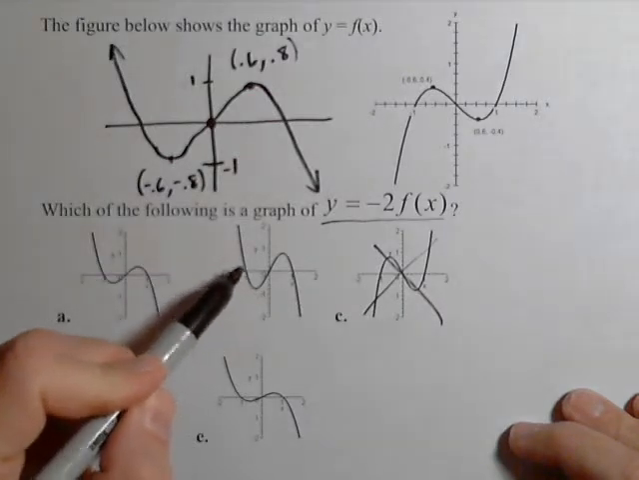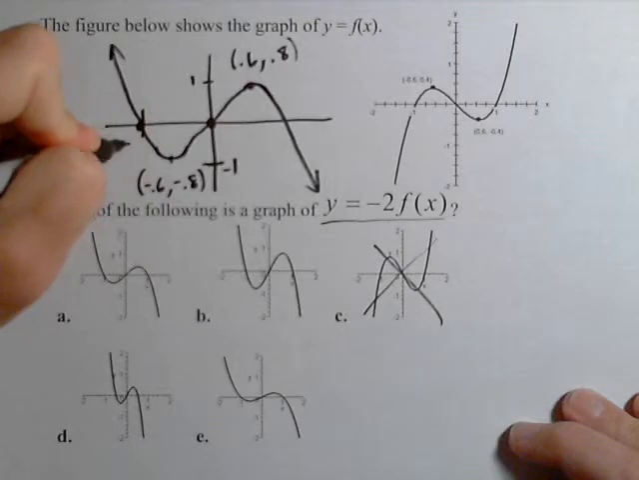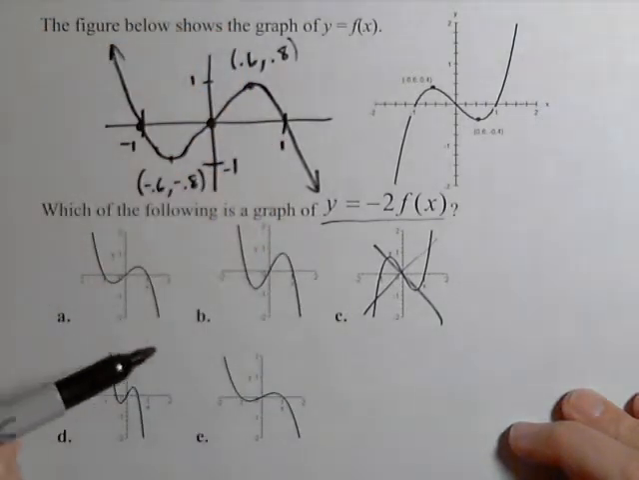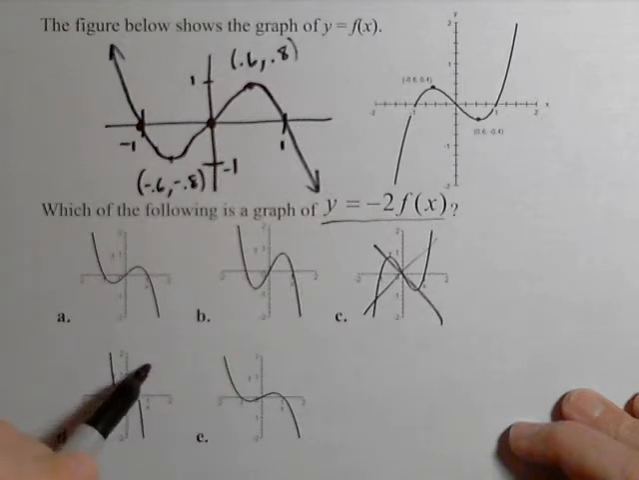So they should have the same zeros. This should still hit at negative 1, and this should hit at 1. There was no vertical shift, so it won't go up or down. So we need it to have the same zeros. So this one is out.